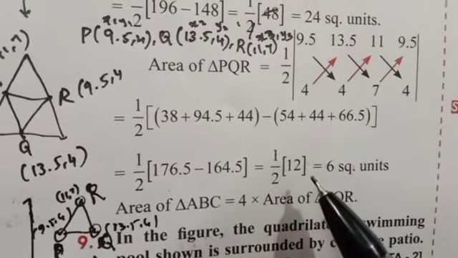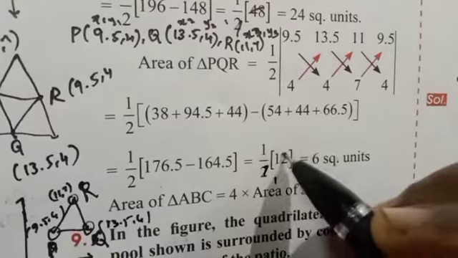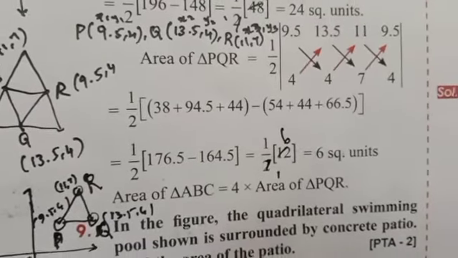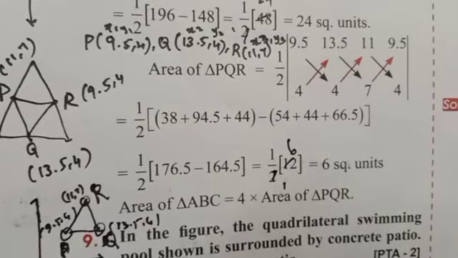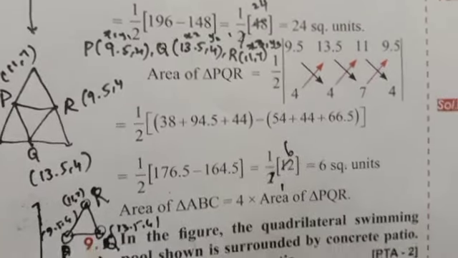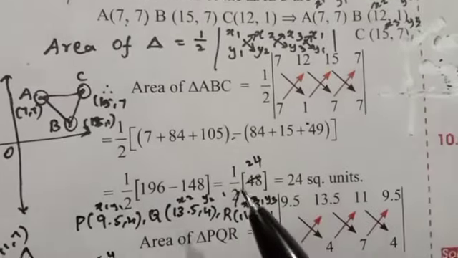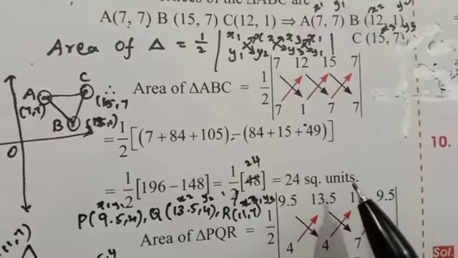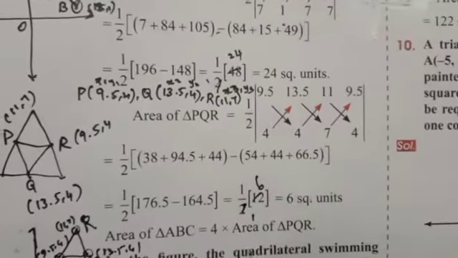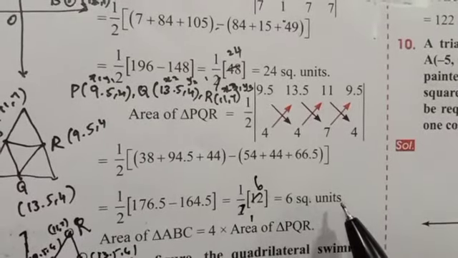Half into 12, that is 6. So that is equal to 6 square units. So what is the area of triangle ABC? Look here, the area of triangle ABC is 24 square units. The area of triangle PQR is 6 square units.